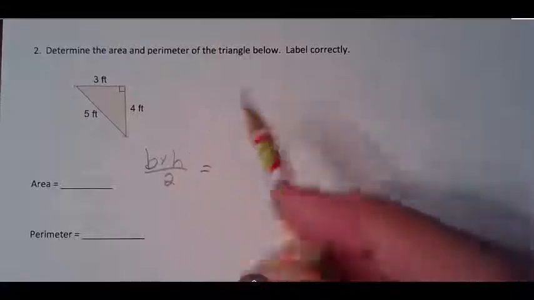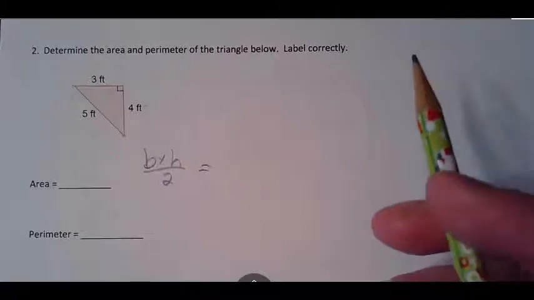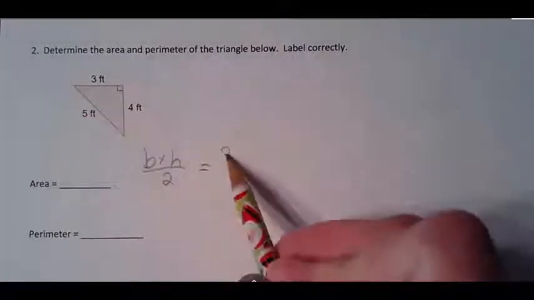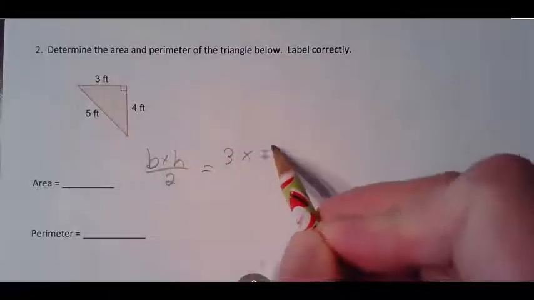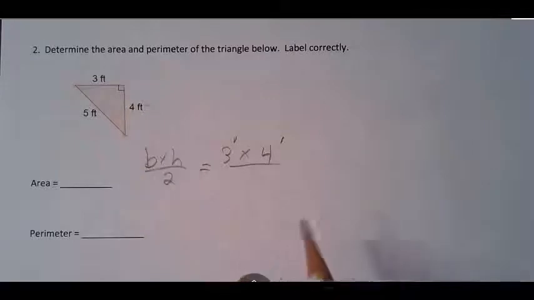So the base and the height, now there's 3 dimensions given, there's 3 distances given on here. Base and the height are the 2 that are perpendicular with each other. So the 3 and the 4 are the 2 sides that are perpendicular. They're going to be the 2 that you need to multiply together. The 5 is not going to come into play for the area.